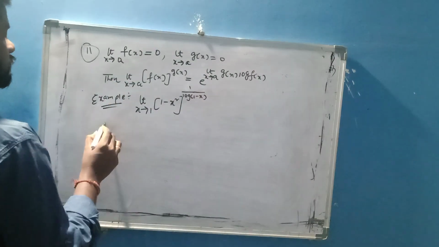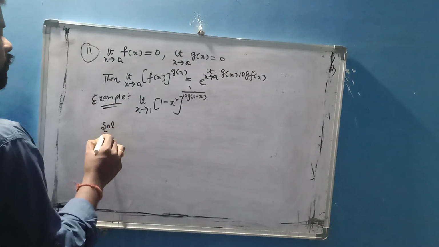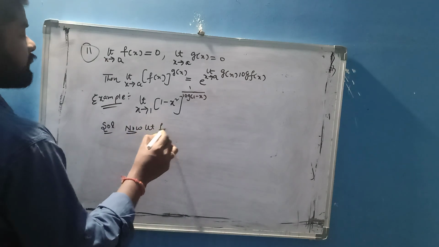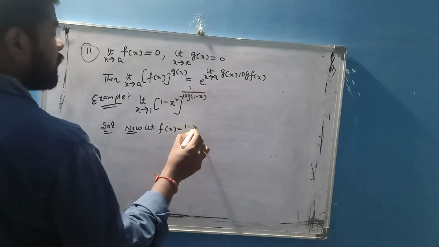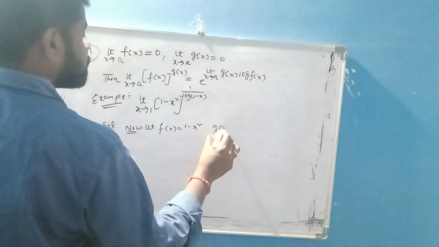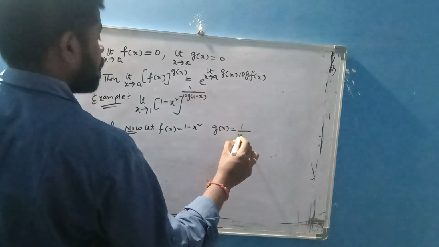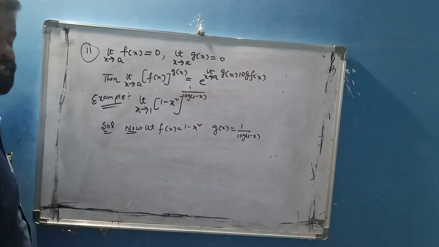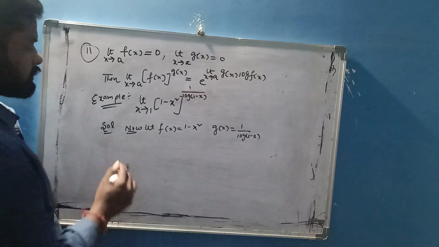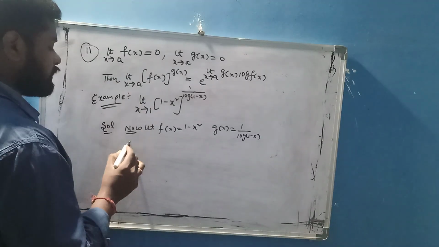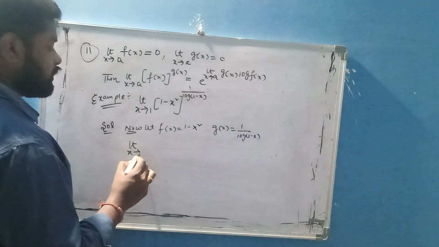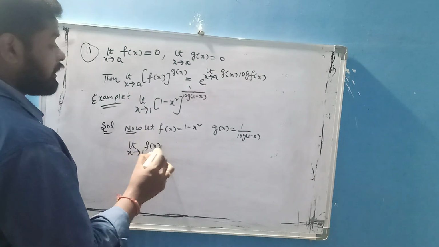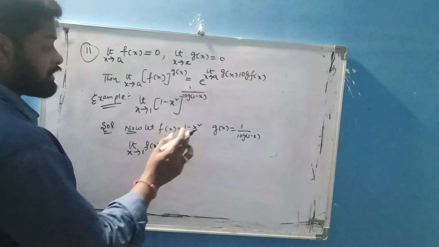What are the conditions? Now let f of x equal 1 minus x square. g of x equal to 1 by log 1 minus x. Now apply the first condition. Limit x tends to a, a replaced by how much is given? 1. Limit x tends to 1, f of x, x replaced by 1 here.